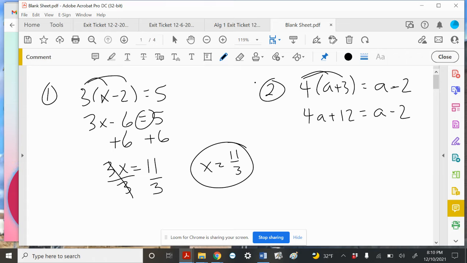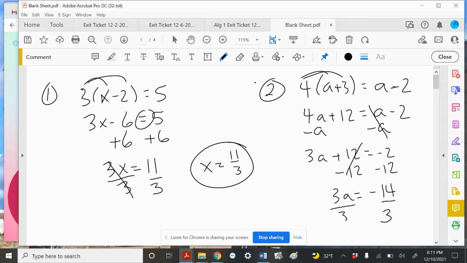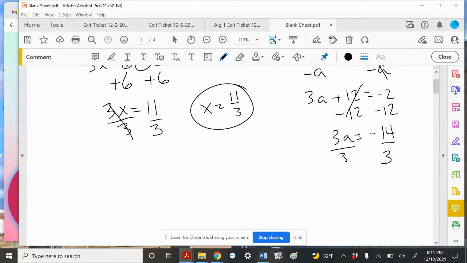Then I need to get the a's on one side and the numbers on the other side. So I'm going to subtract a and subtract a. That's the only way that will go away because that becomes 0. That is 3a because it's 4 minus 1, plus 12 equals negative 2. I'm going to subtract 12 from both sides because that becomes 0. I then have 3a equals negative 14 when I add those two up. And then I divide both sides by 3. So that gives me 1a, or just a, equals negative 14 over 3. So now I have 2 of the problems done.